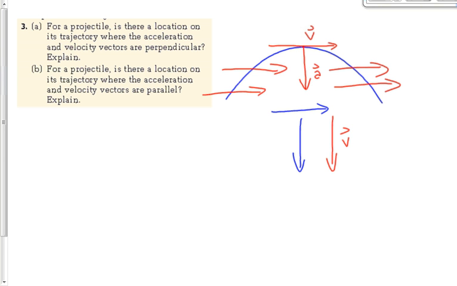Think about that. If you always have a horizontal velocity like this, then the vertical component of the velocity can never be the entire velocity because you've always got that horizontal. Does that make sense? So the answer to the first question, yes. Yes, there is a place at the top of the arc. The answer to the second question, no, because you always have a horizontal velocity. Therefore, you can never have entirely a vertical velocity, and you need a vertical velocity for it to be parallel to the acceleration.